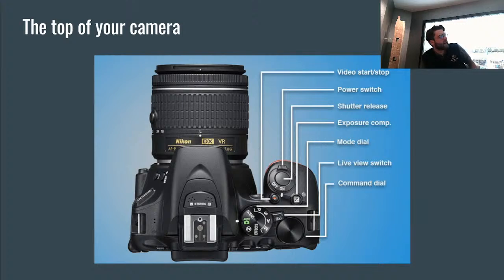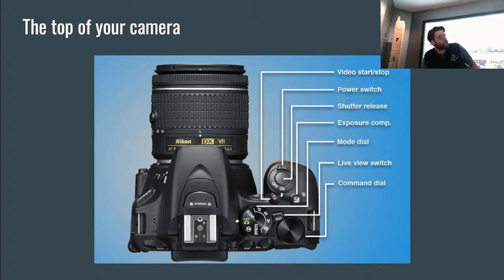Underneath that is the mode dial. The mode dial is what switches between all of the different settings on your camera. Auto is what we're going to be first learning about. That's the most basic one to start with. That's where you're letting the camera choose everything for you. We'll talk a little bit more about all the different modes, but auto is going to be the main one that we're looking at today.